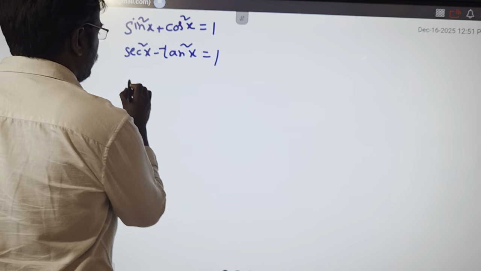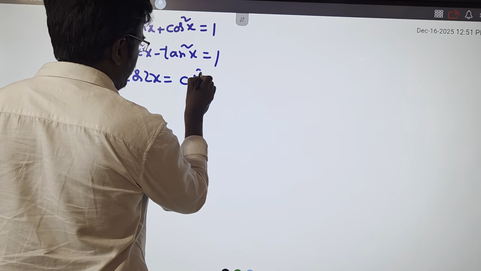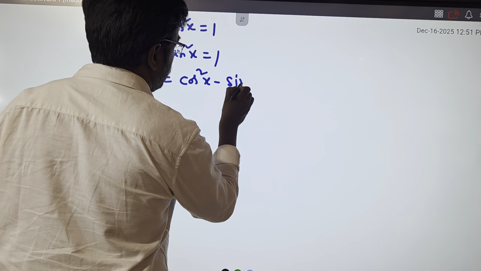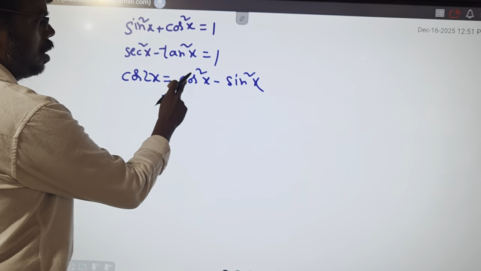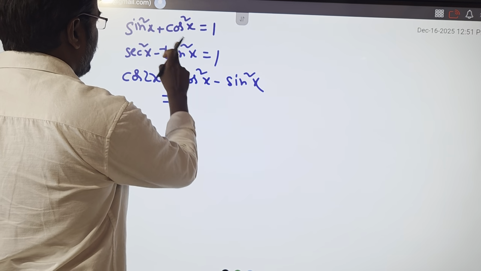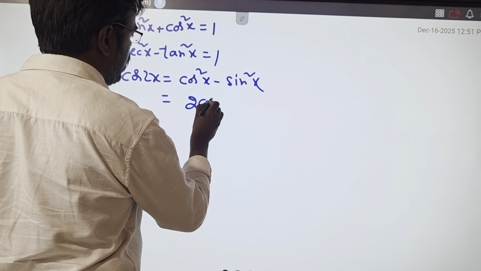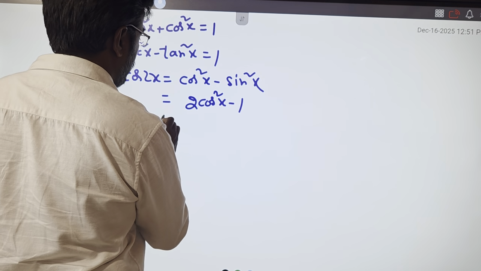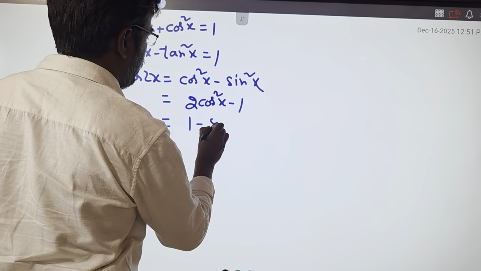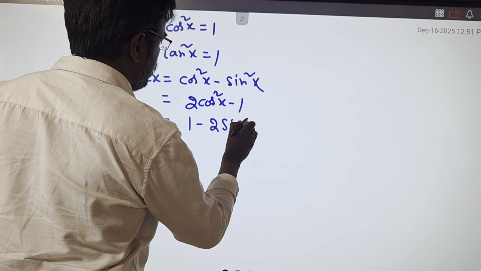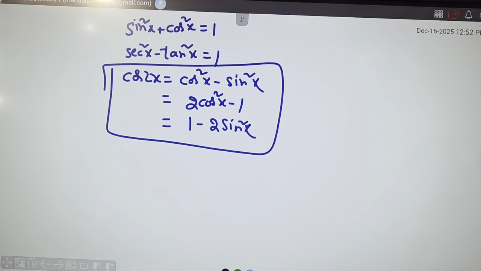Another formula: cos 2x equals cos square x minus sin square x. We can manipulate it, writing 1 minus cos square x, so from that we get 2 cos square x minus 1. Or, writing cos square x as 1 minus sin square x, we get 1 minus 2 sin square x. This is also another important formula we can use in differentiation or integration.